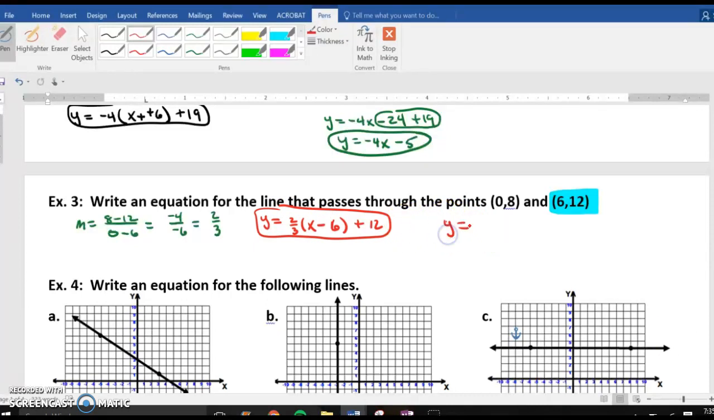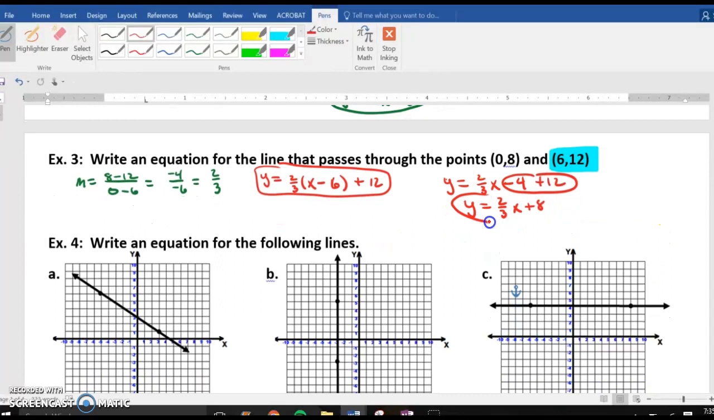And now my slope intercept, right? If I distribute the 2/3, I get 2/3 x. 2 times -6 is -12, divided by 3 is -4 plus 12. And that would give me 2/3 x, then this would give you plus 8. Now, looking at that, this would be your slope-intercept form, but the nice part about this problem is they give you the y-intercept. And remember, when we have y equals mx plus b, m is your slope, b is your y-intercept. So if you recognize this is your y-intercept, you could just put 2/3 x plus 8.